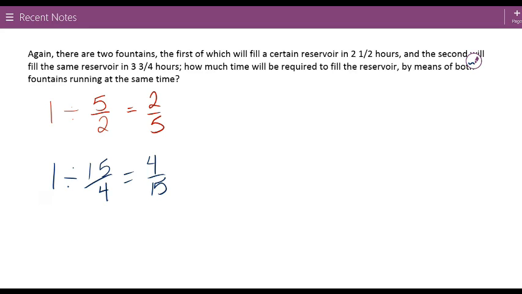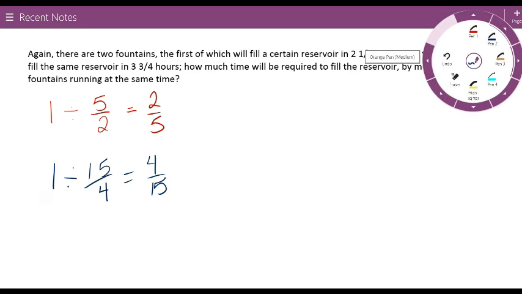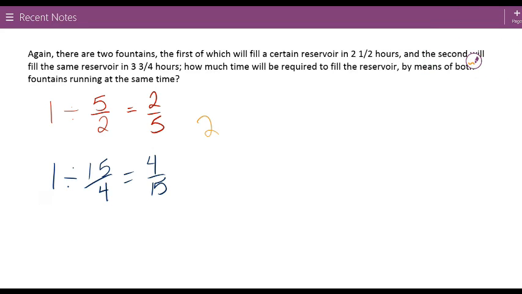So how much can they fill together in 1 hour? So we have 2/5 plus 4/15. Clearly we need a common denominator, so that takes us to 6/15 plus 4/15. Equals 10/15. Alright, so they can fill 10/15 of the reservoir in 1 hour.